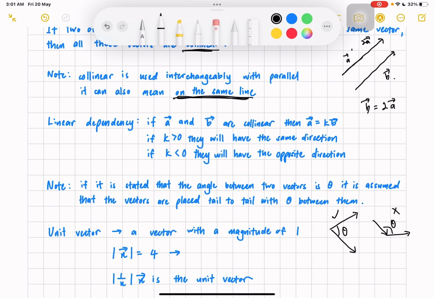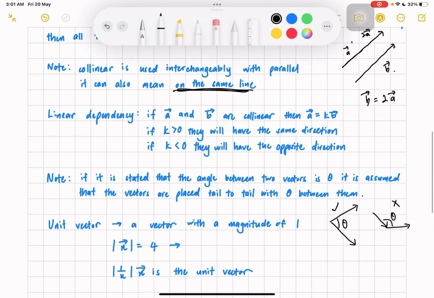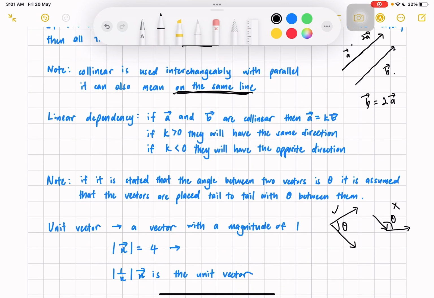A unit vector is just a vector with a magnitude of 1. So if it is given that the magnitude of vector x is 4, then the unit vector for vector x would be just 1 over 4 multiplied by vector x. So in general, we can say the absolute value of 1 over x multiplied by vector x is the unit vector.